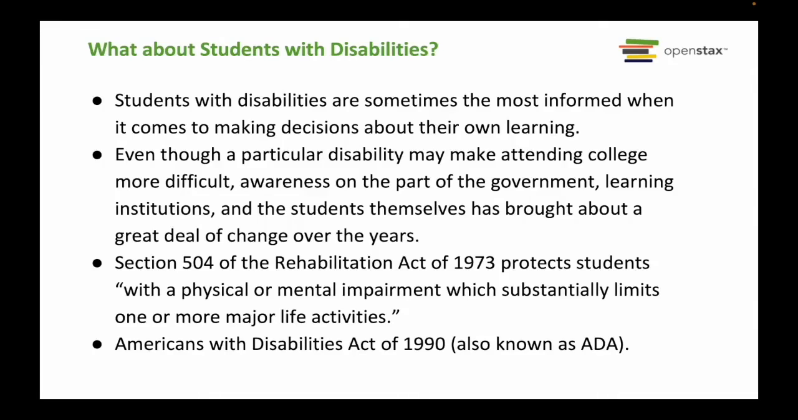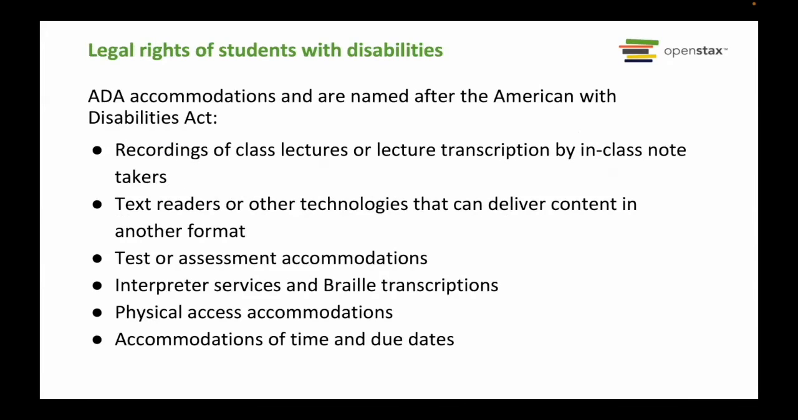Even though a particular disability may make attending college more difficult, awareness on the part of the government, learning institutions, and the students themselves has brought about a great deal of change over the years. Section 504 of the Rehabilitation Act of 1973 protects students, quote, "with a physical or mental impairment which substantially limits one or more major life events." In the Americans with Disabilities Act of 1990, also known as ADA.